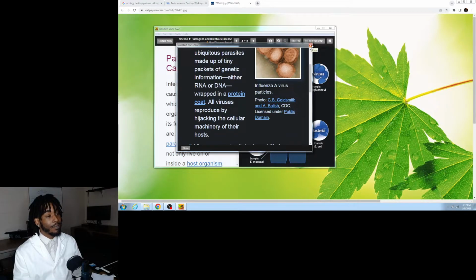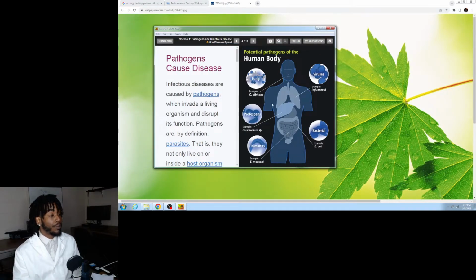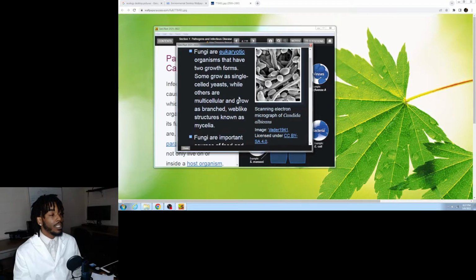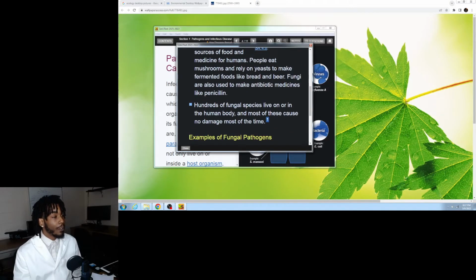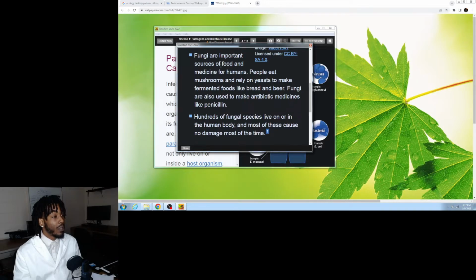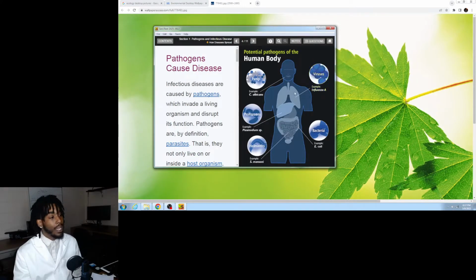So a virus is basically harmful at all times. You do not want a virus, huh? No way, no shape. Because fungi sometimes help. It goes into that here. Fungi are important sources of food and medicine for humans. People eat mushrooms and rely on yeasts to make fermented foods like bread and beer. Fungi are also used to make antibiotic medicines like penicillin. Hundreds of fungal species live on or in the human body, and most of these cause no damage most of the time. But a virus, you don't want that in there at all.